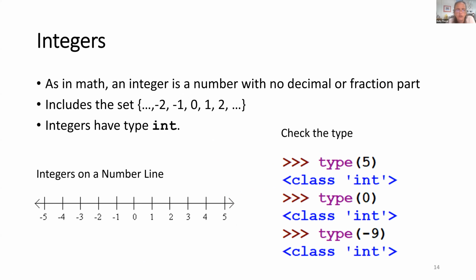Integers are just like integers in math. They're a number with no decimal or fraction part. It includes the set negative infinity to positive infinity and includes 0. Integers have a type int. So here's an example of some integers on a number line. You may have had this tape on your desk in elementary school to help you do addition and subtraction problems. You can check the type by simply doing type and then providing the number. And so we will see that these are all integers.